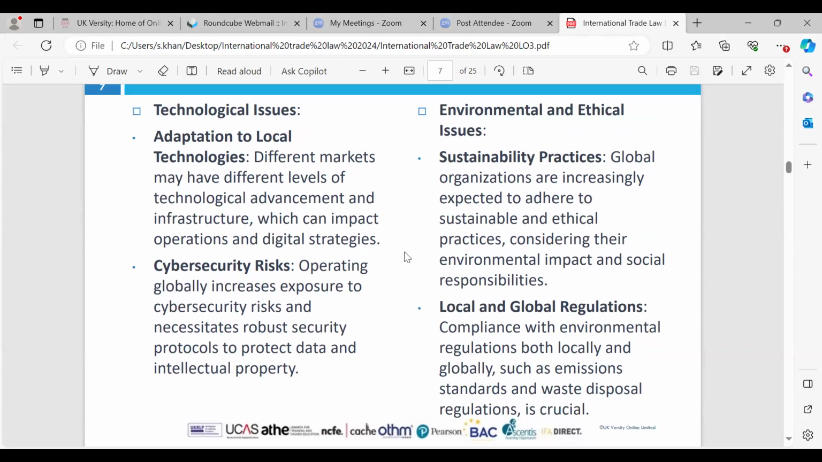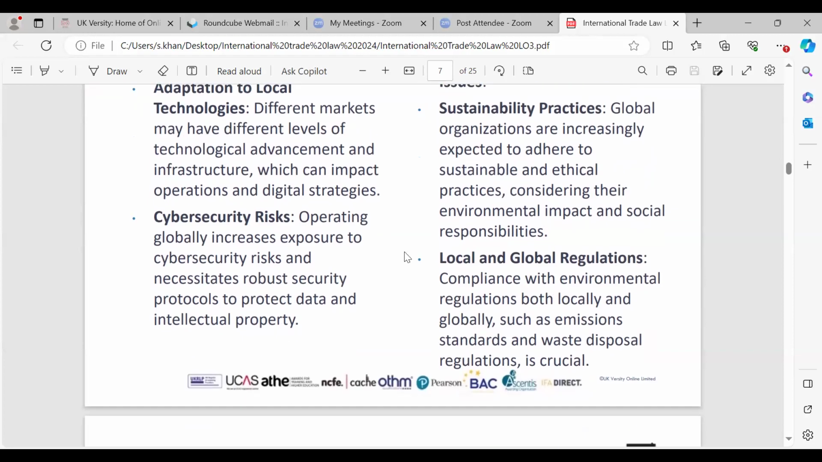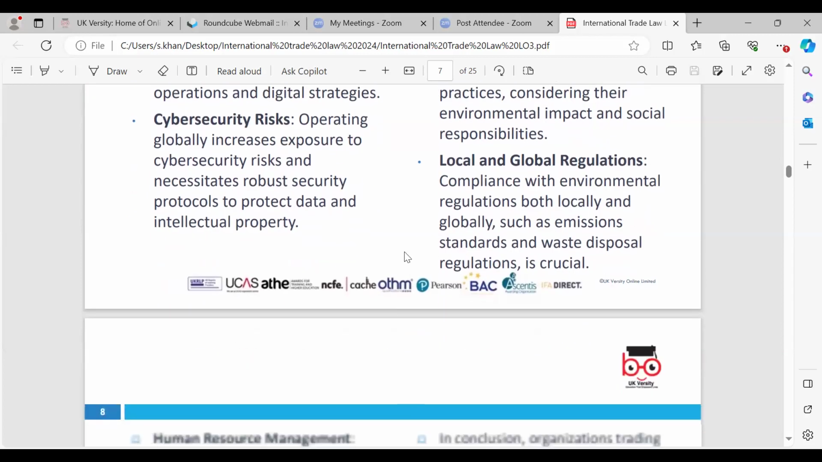Local and global regulations is another one. Compliance with environmental regulations, both locally and globally, such as emissions standards and waste disposal regulations, is really crucial to bear in mind.